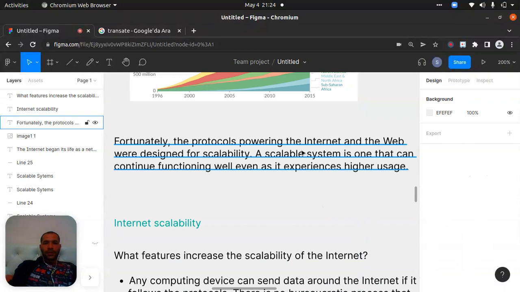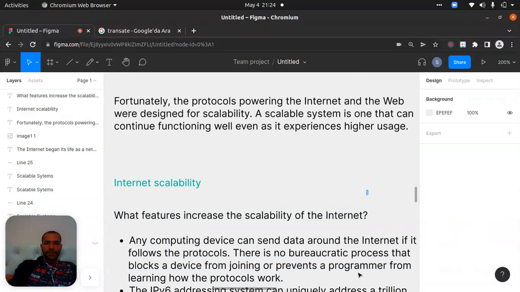Fortunately, the protocols powering the internet and the web were designed for scalability. A scalable system is one that can continue functioning well even as it experiences higher usage.